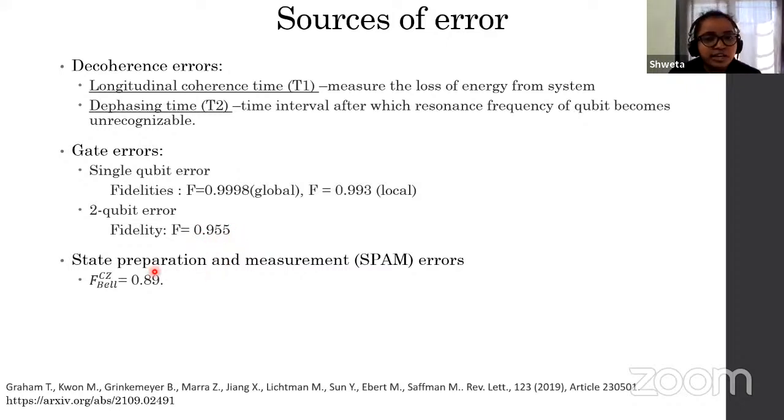And also the state preparation and measurement errors come into the picture. When we take them into consideration, this is the fidelity which has been achieved till now. For the preparation of Bell states using the controlled phase gate, the measured fidelity is 0.898. So thank you. Here I would like to end my presentation.